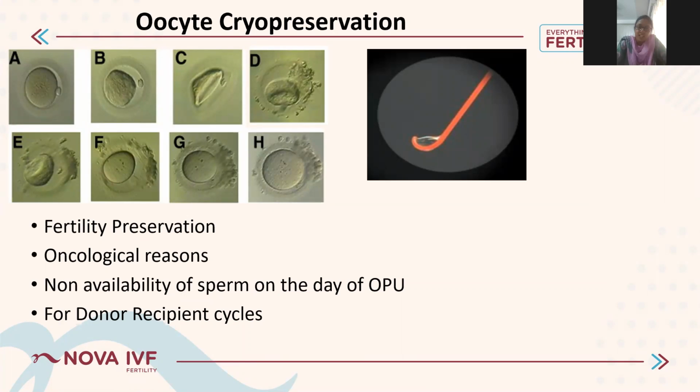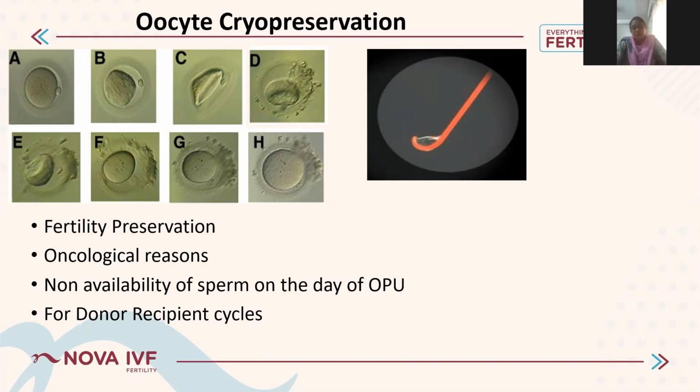Last but not the least, oocyte cryopreservation can also be done. The eggs can also be cryopreserved in certain circumstances when fertility preservation is required. As we know, nowadays, because of so much ambitious lifestyle, females are planning the baby very later on in their life. Maybe when they are aging, but they don't have the intention to become mothers at present, so they can preserve their oocytes for later use.